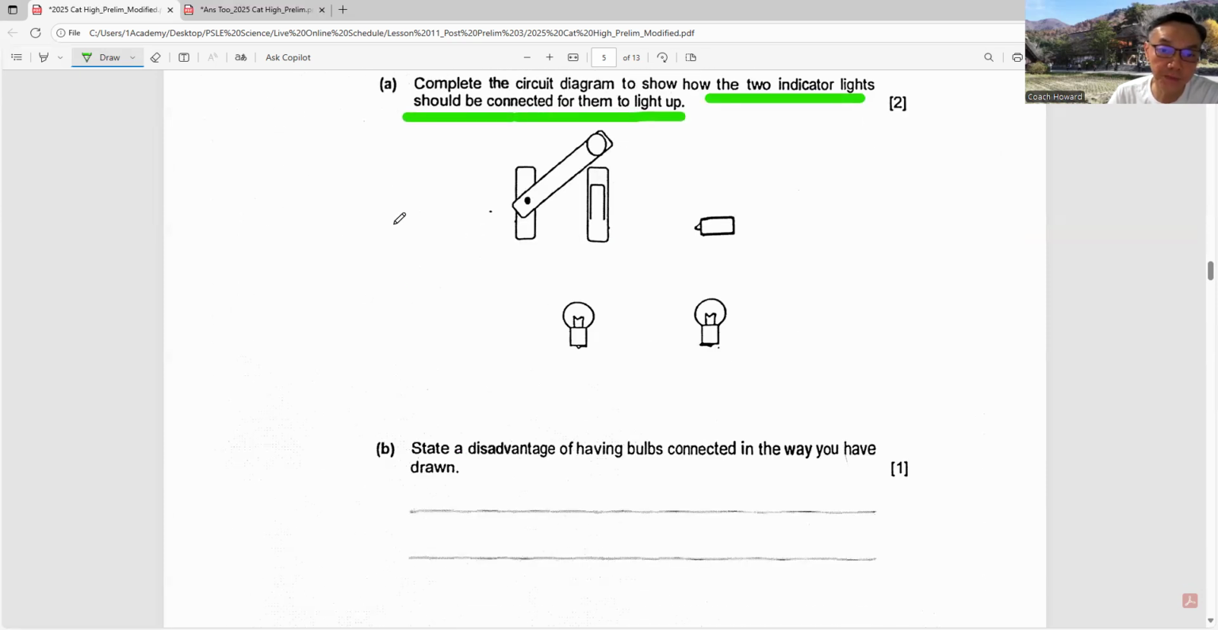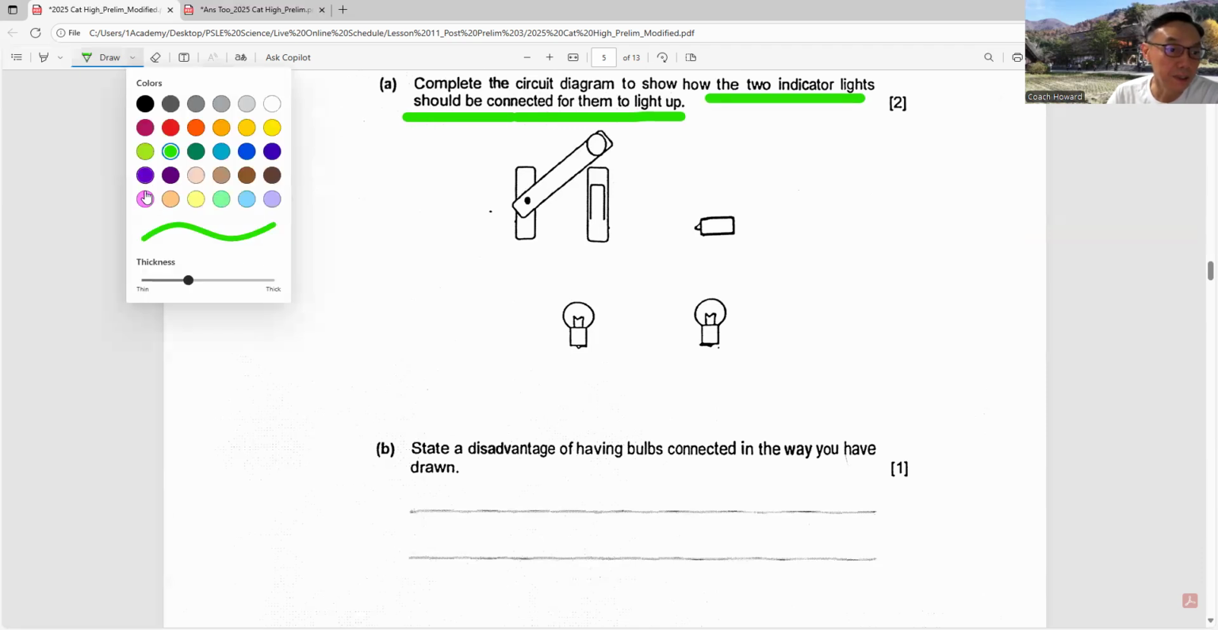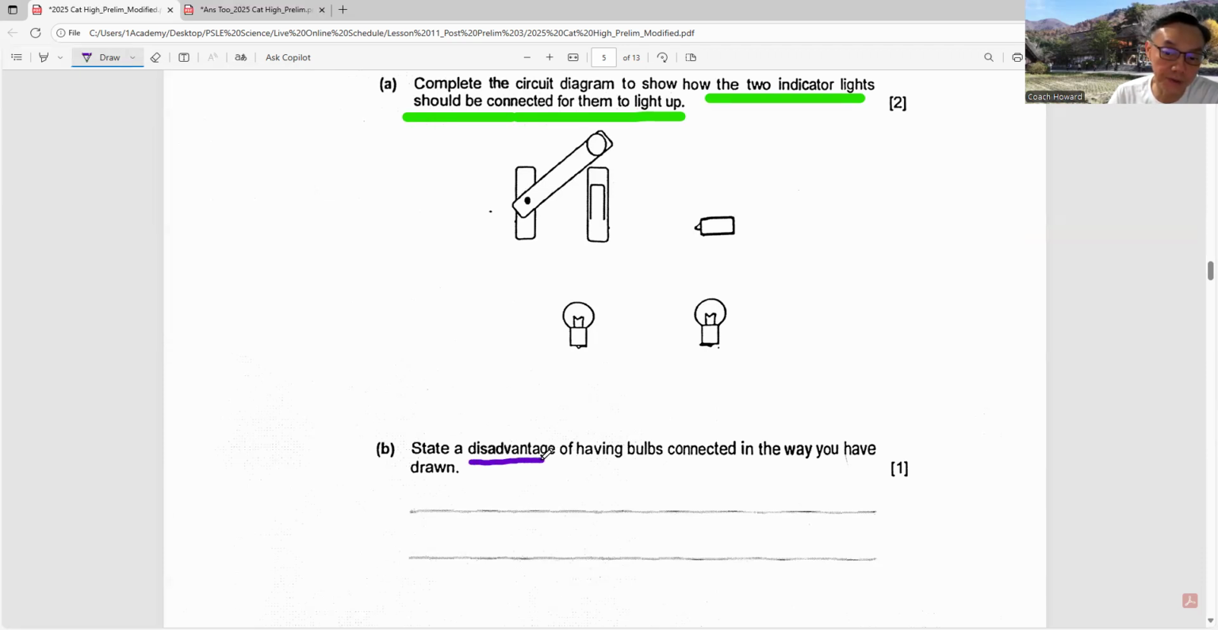And you notice before you answer this question, you look at part B. Okay, part B actually there's a requirement. They ask you to state a disadvantage of having the bulbs connected in this way. Okay, for this circuit diagram, there are two possible answers. I show you the first possible answer given by the school.